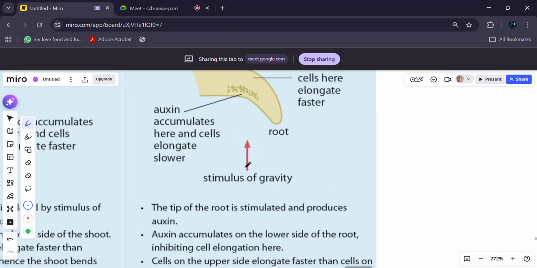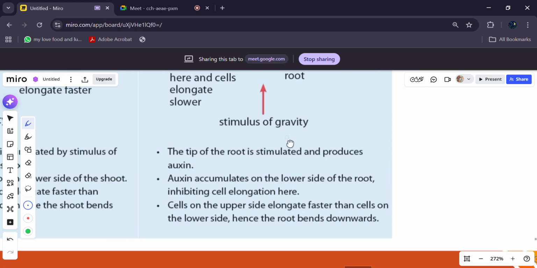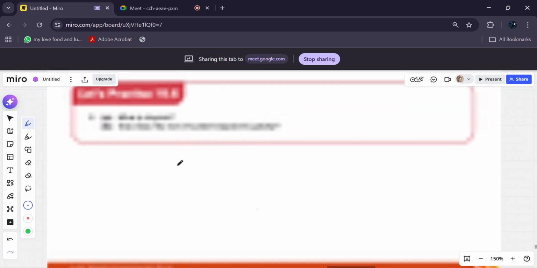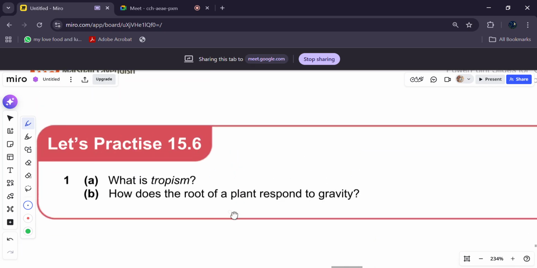And here is the root. The tip of the root is stimulated and produces auxin. The auxin accumulates on the lower side of the root and inhibits cell elongation. The cells on the upper side elongate faster than the cells on the lower side, and hence the root bends downwards. And this is the end of tropism, and also the end of chapter 15.